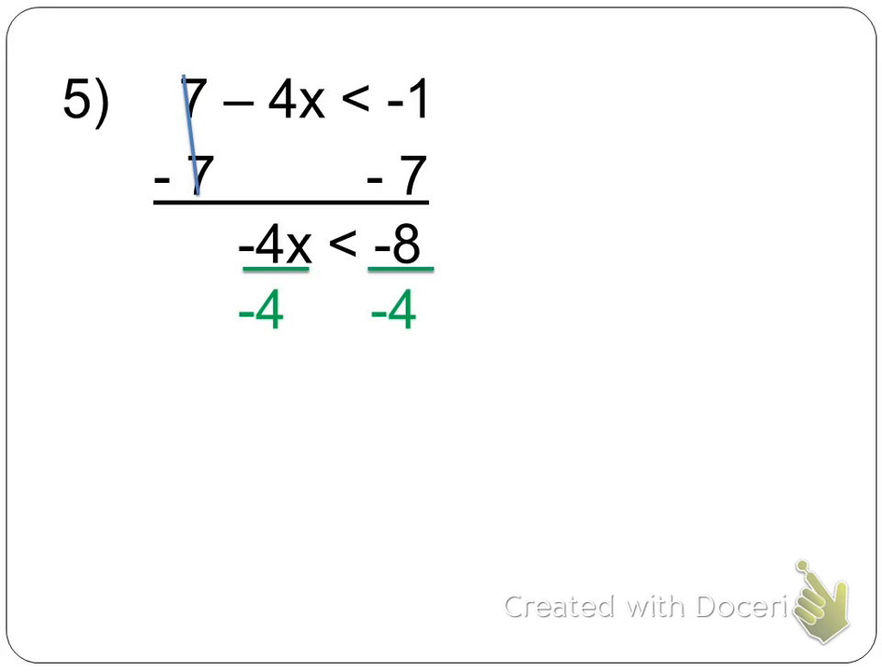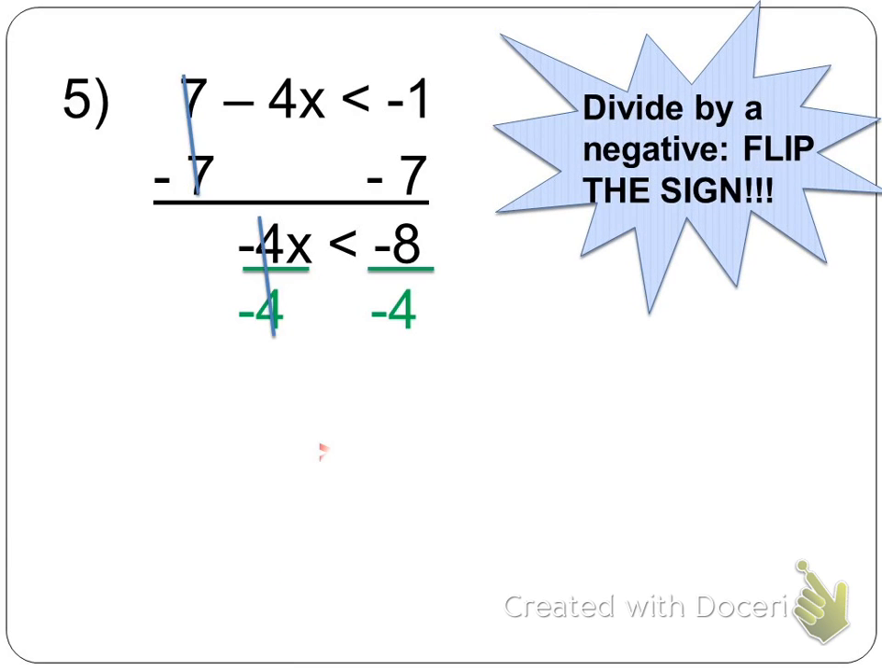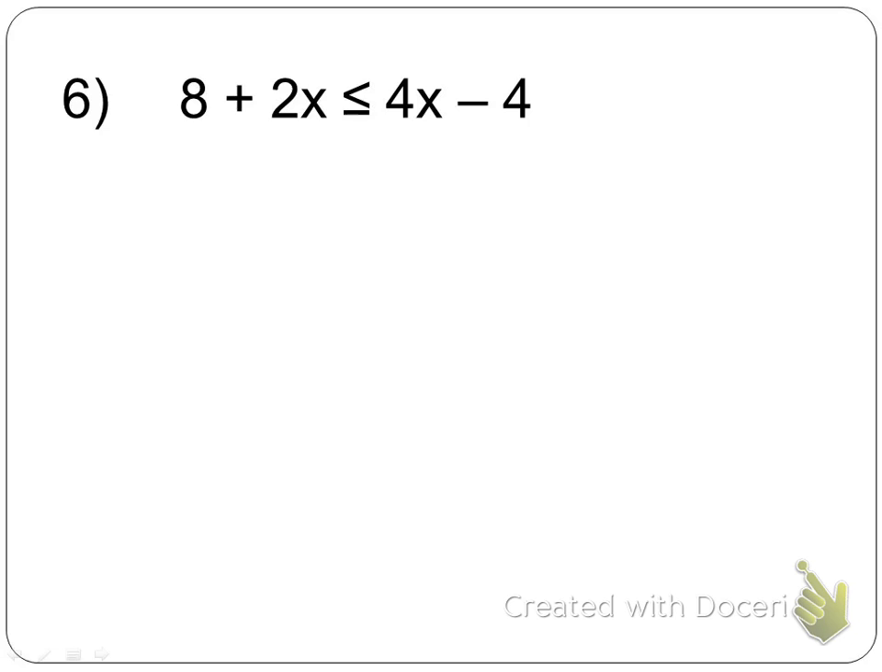Yeah, you're going to get x is greater than 2 because we just divided by a negative 4. So, careful too with the signs. A negative divided by a negative is a positive, and when you divide by a negative 4, if it was less than, now it's greater than. Questions? All right, here's number 6.